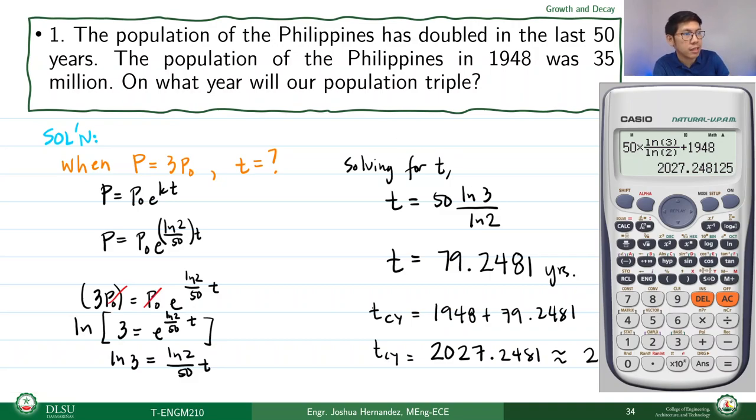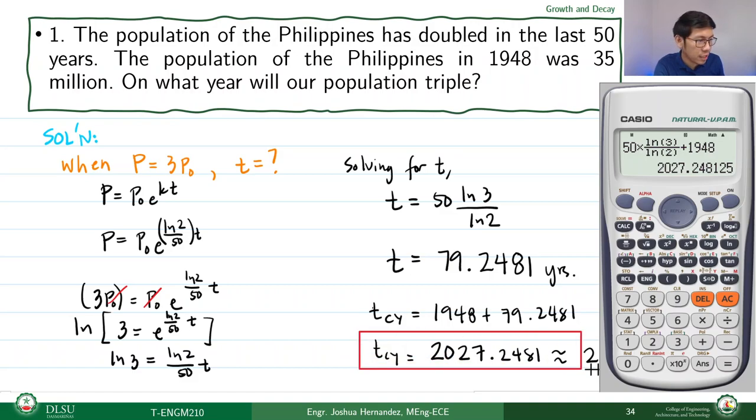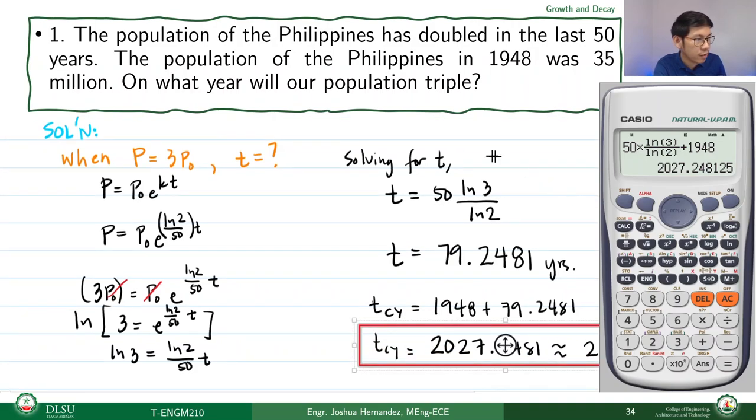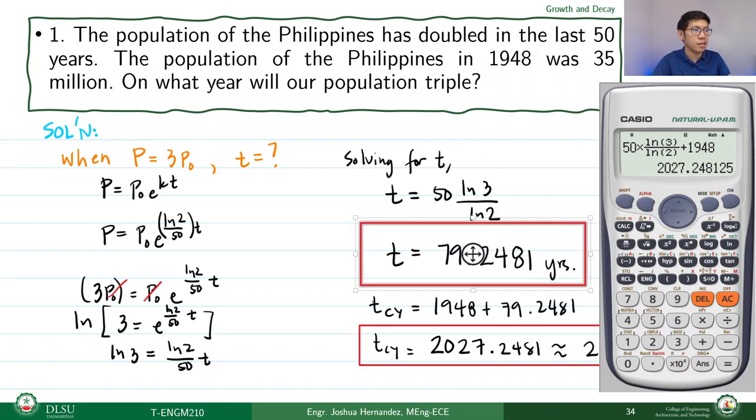Yan. And there you have it, ladies and gentlemen. 2027 will be the year kung kailan magti-triple yung ating population. At least kung ang reference ay yung 1948. Yan. 2027. Okay. So, to paraphrase.